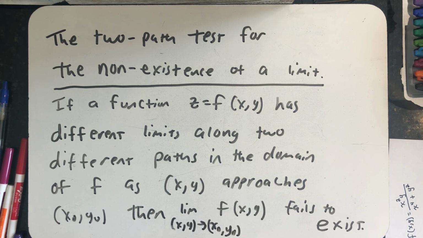If a function z equals f of x, y has different limits along two different paths in the domain of f as (x, y) approaches (x naught, y naught), then the limit as (x, y) approaches (x naught, y naught) of f of x, y fails to exist. So let's look at an example of that.